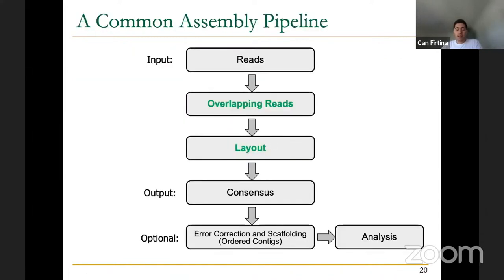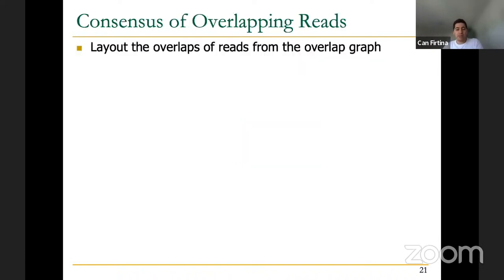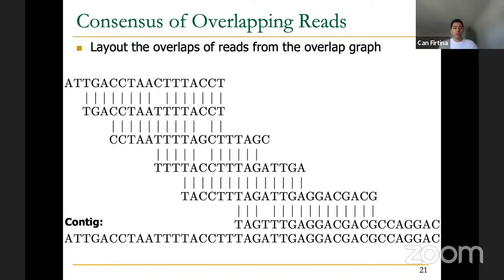All right, so then how do we actually generate the contigs or spell out the string from the overlap graph, which we call the consensus, which is actually the output of the genome assembly step? What we do is lay out the overlaps of reads from the overlap graph, because we know the ordering of them, we know the edges, we know the connections between them, right? And when you do the layout, it maybe looks like this, right?